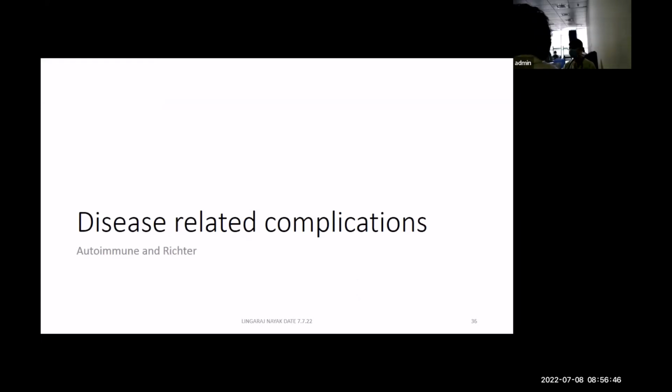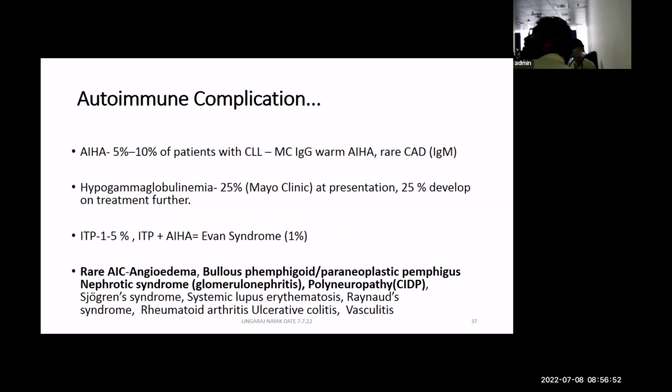So now I will discuss disease-related complications in CLL. Disease complications, mostly I'll focus on autoimmune and risk of transformation. So 5 to 10% of CLL can present with autoimmune hemolytic anemia, and the most common is IgG type, that is warm hemolytic anemia. Rarely you can get cold agglutinin disease, which is mostly IgM driven.